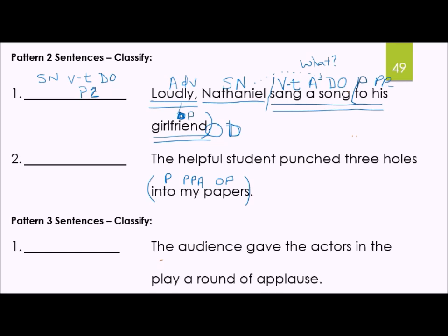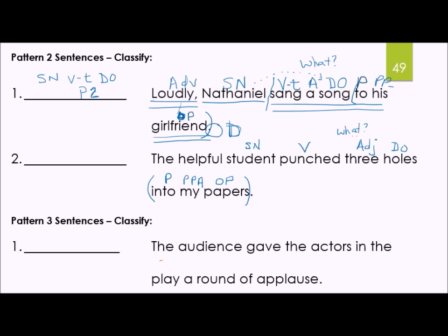The helpful student punched 3 holes. Who punched 3 holes? Student. Subject, noun. What is being said about student? Student punched. Punched what? Hopefully not another person. Punched holes. So you have a direct object because you ask the question what after the verb, and that tells you you have a direct object when you have an answer. How many holes? 3. Adjective, because you know adjectives answer the question what kind, which one, and how many.